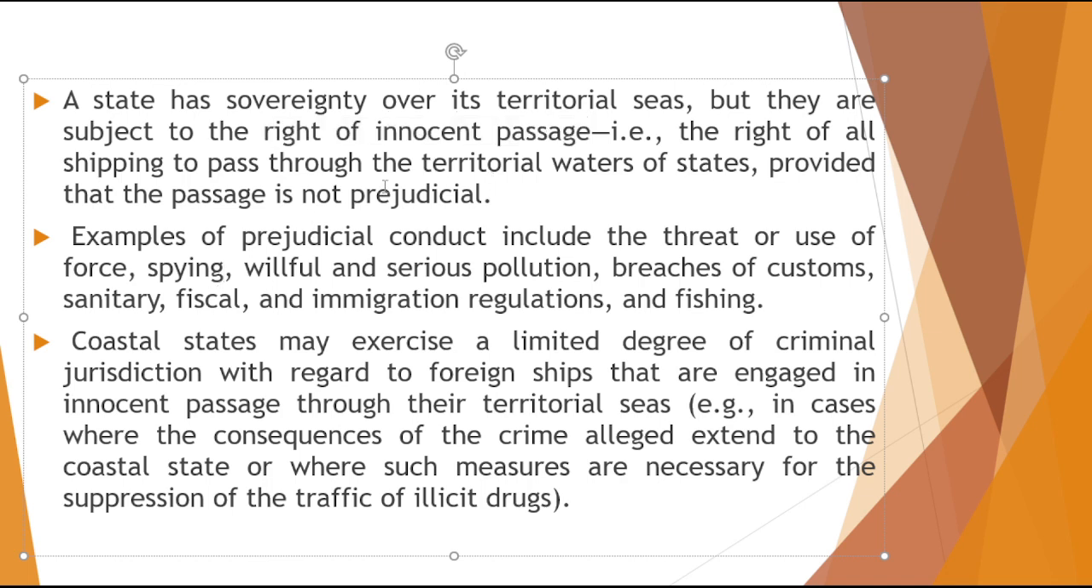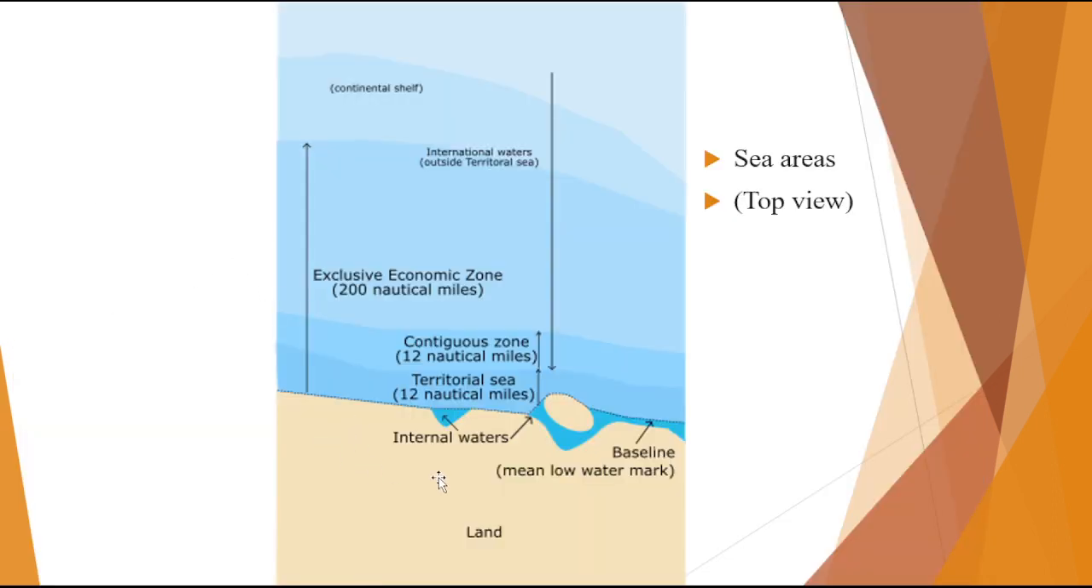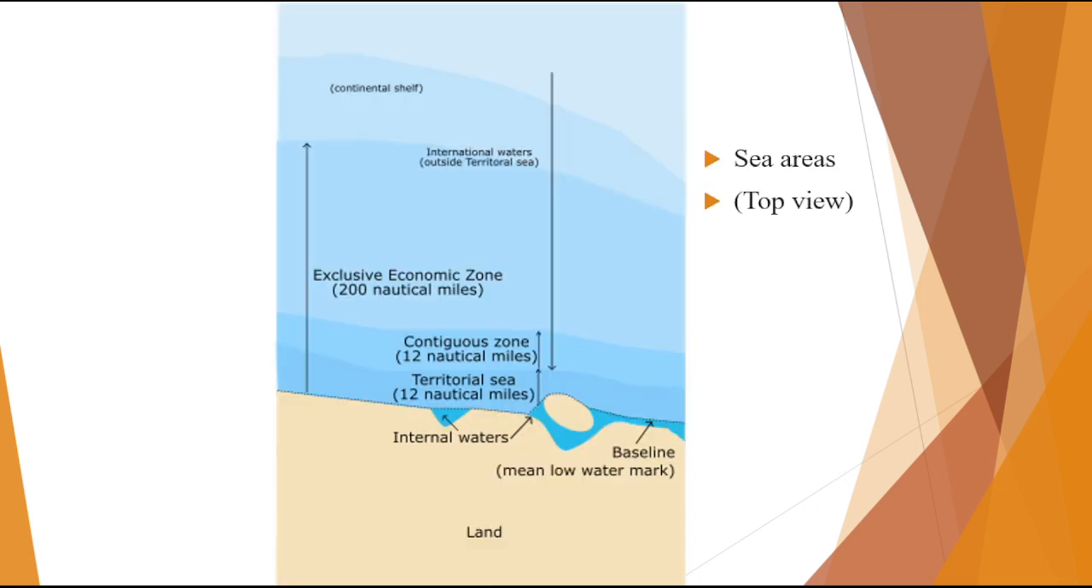But this innocent passage should not be prejudicial, meaning prejudicial to the coastal state. That is the state on whose coast the ships are plying. Prejudicial conduct includes the threat or use of force, spying, willful or serious pollution, breaches of customs, sanitary, fiscal, and immigration regulations, and fishing. So none of this is allowed when you are claiming innocent passage in the territorial sea of any coastal state.